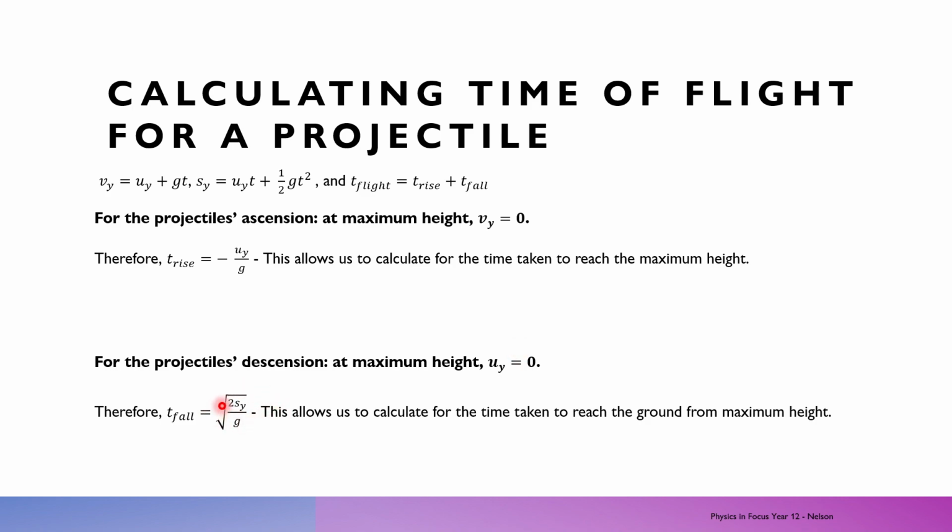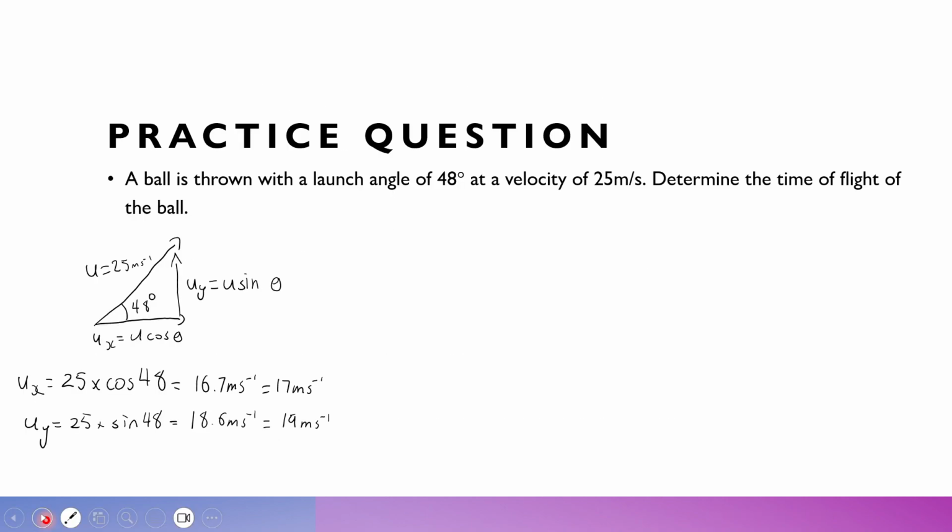Assuming that we know the displacement in the y-axis, in other words, how high the object actually is, its maximum height, we can apply the formula Sy equals Uyt plus a half Gt squared, eliminate the U term because Uy is equal to 0, meaning that Sy is just equal to a half Gt squared, and we can rearrange to find the formula here that the time of fall is equal to the square root of 2 times Sy over G.